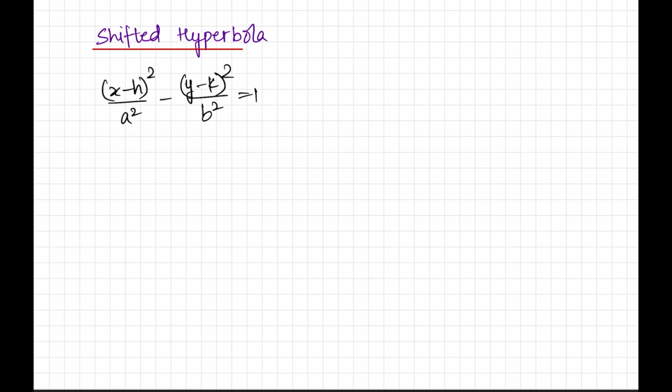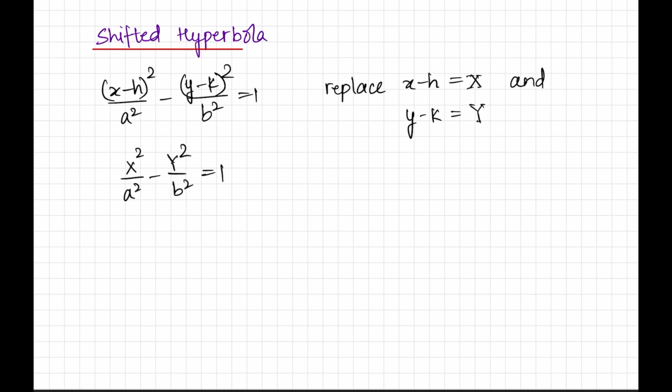Now, if we replace x minus h by, let us say, capital X, and y minus k by capital Y, then we get the equation capital X squared by a squared minus capital Y squared by b squared equals 1. This we know, students, represents a hyperbola. So the orientation of this shifted hyperbola will be the same as the standard hyperbola.